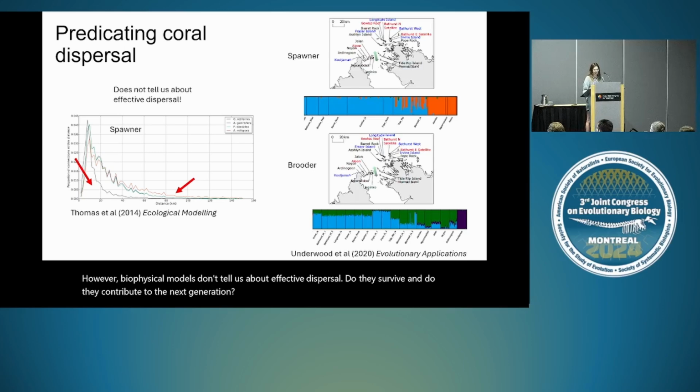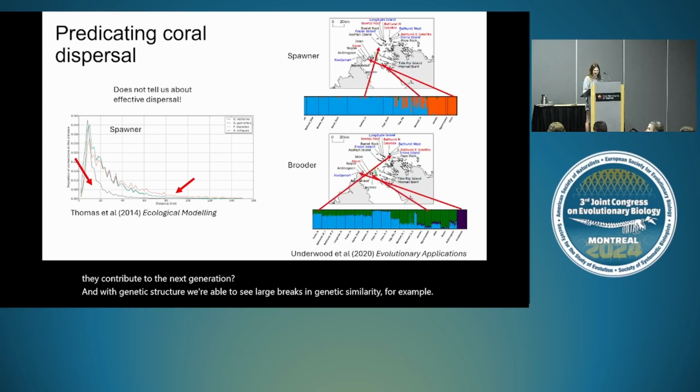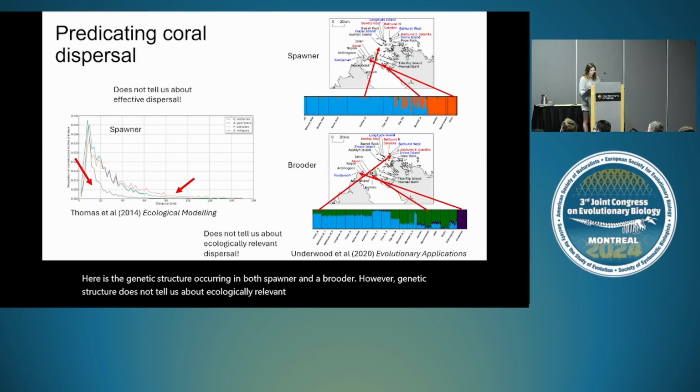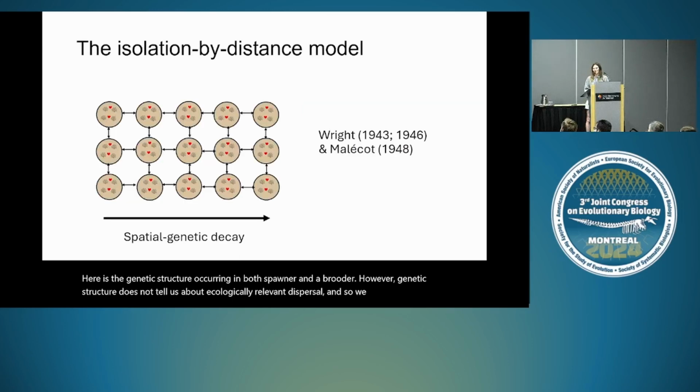And with genetic structure, we're able to see large breaks in genetic similarity. For example, here is the genetic structure occurring in both a spawner and a brooder. However, genetic structure does not tell us about ecologically relevant dispersal. And so we can use population genetic theory to estimate effective dispersal distances indirectly that are averaged across the last few generations. The isolation by distance model was created by Wright and extended into a lattice by Malécot.